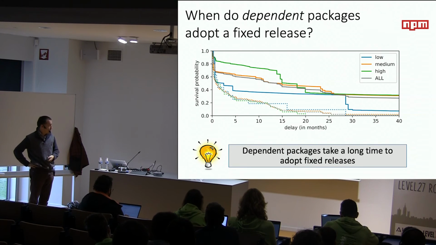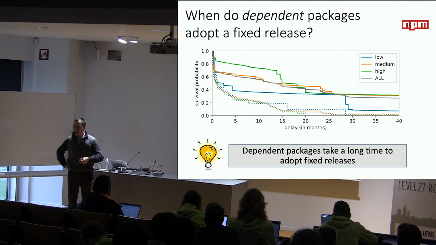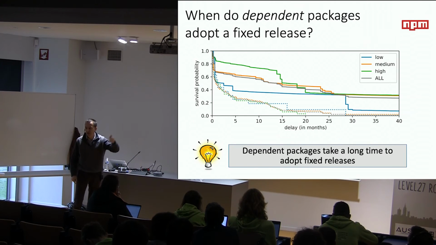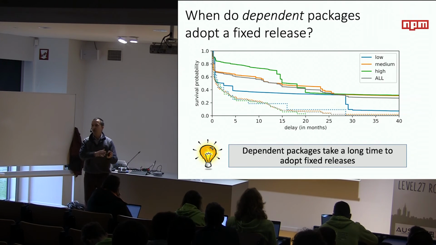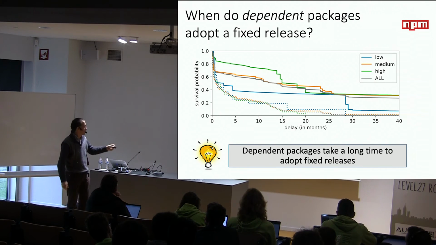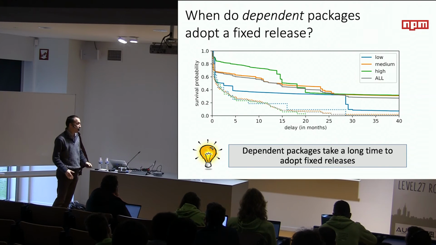Then the third question was related to the dependencies. You have a package, and a vulnerability in it has been fixed, but now you have another package that depends on an older version of your package that still has the vulnerability. How long does it take before your dependency will be upgraded to benefit from the fix? So this is again some analysis we have done. Here is the takeaway message: it takes a long time.